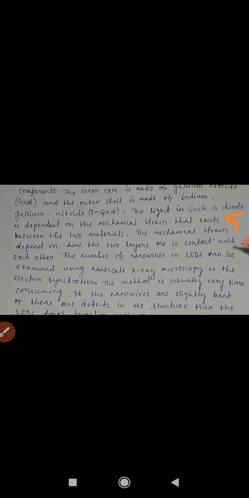So the two layers are in contact with each other. The number of nanowires in LEDs can be examined using nanoscale X-ray microscopy in the synchrotron. The method is usually very time consuming. If the nanowires are slightly bent or there are defects in the structure, then the LED does not function.